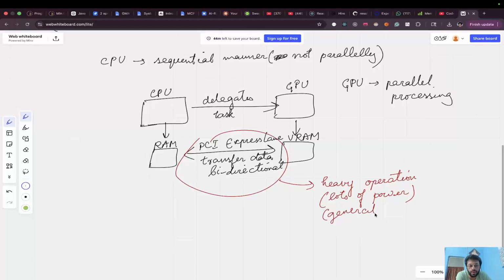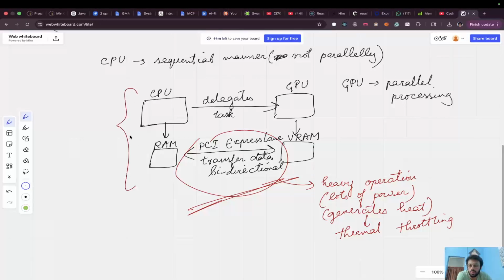And obviously, if you have an unusual amount of heat, it can again cause thermal throttling, which will again slow down your laptop. So this is a bit problematic in your usual Windows architecture.